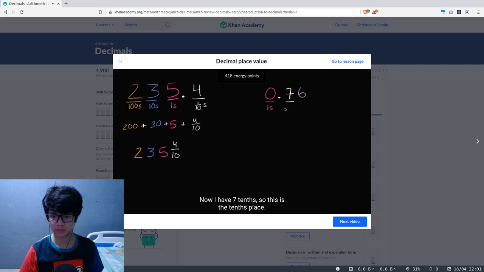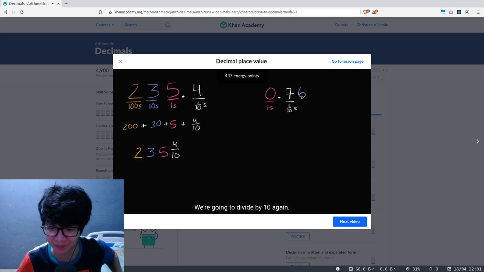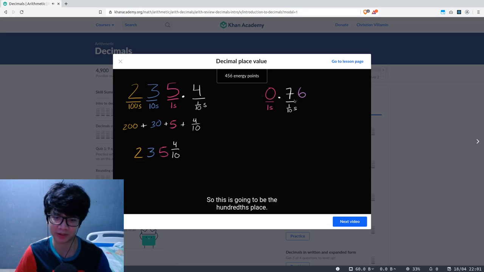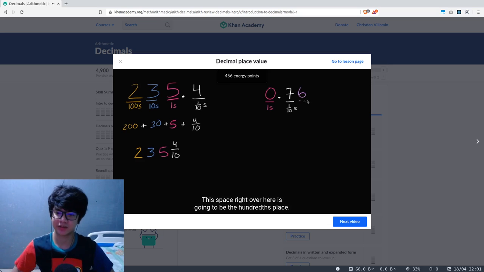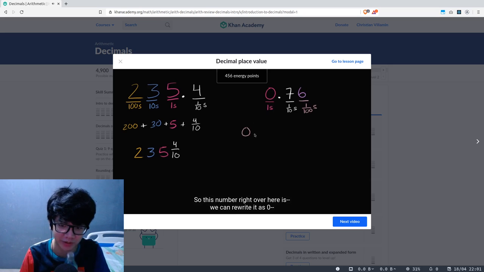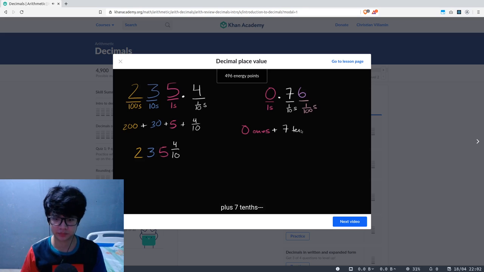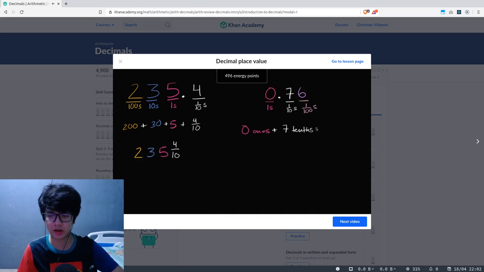Now I have 7 in the tenths place. And then this place to the right of that, it's not seven ones. We're going to divide by 10 again. So this is going to be the hundredths place. Let me write this down. This space right over here is going to be the hundredths place. So this number right over here, we could rewrite it as zero ones plus 7 tenths, not tens, tenths, plus 6 hundredths.